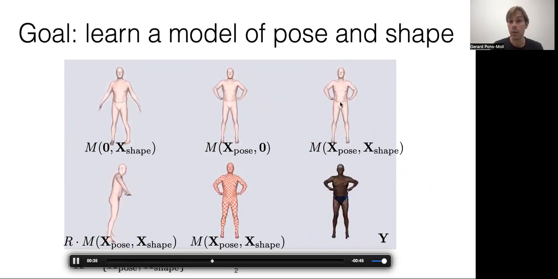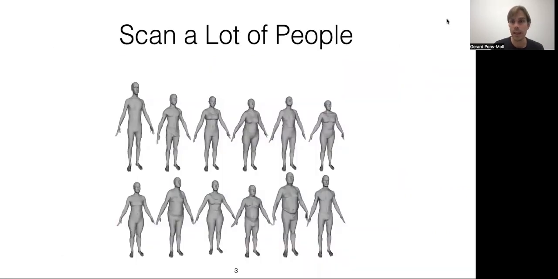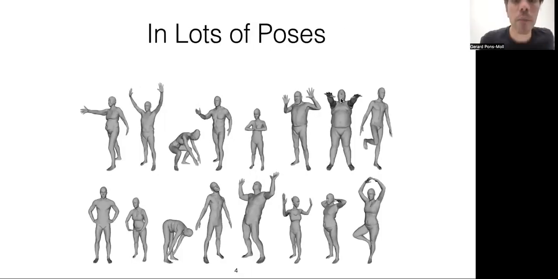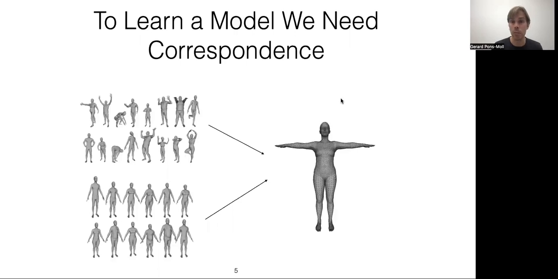So the question is, how do you build such a model? And we said, well, one idea is you just collect lots of scans in a population of people of different shapes, and you collect lots of poses. In the most classical form, you would take these scans, which are just sets of points that are not ordered, and then you would have to bring them into correspondence, such that you can then factorize the shapes and do statistical shape analysis.